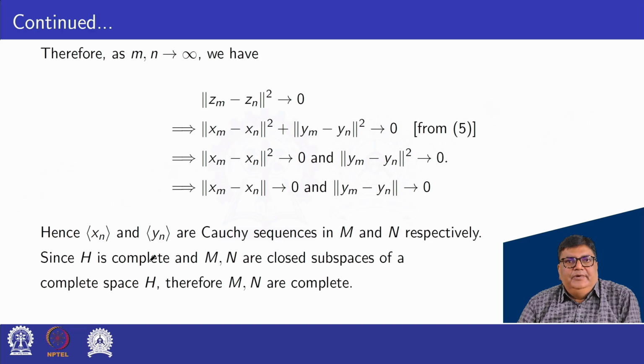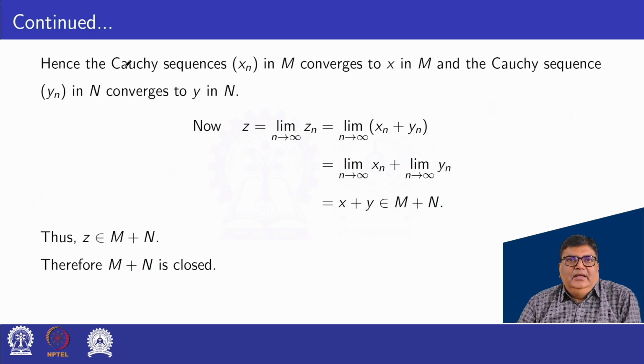Since H is complete, and M and N are closed subspaces of a complete space H, therefore M and N are complete. Hence the Cauchy sequence xn in M converges to x in M, and the Cauchy sequence yn in N converges to y in N. Now z is equal to limit n tends to infinity Zn.